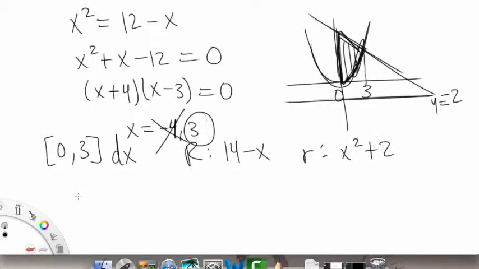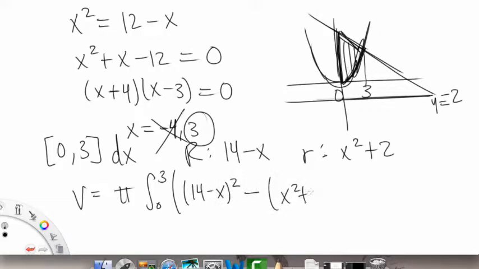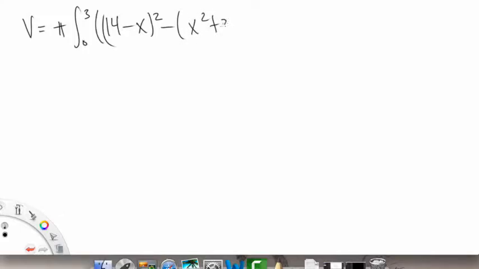All right, so let's set up our volume integral. So we have V is equal to pi times the integral from 0 to 3 of capital R squared, so (14 minus x) squared, minus little r, (x squared plus 2) squared, and then our dx there. Okay, so let's continue this on the next slide where we have more room. So we have V is equal to pi times the integral from 0 to 3 of (14 minus x) squared, minus (x squared plus 2) squared, and then a dx, okay?